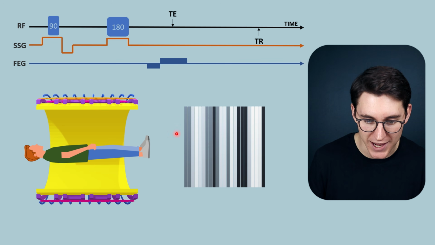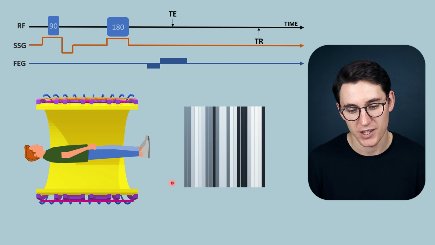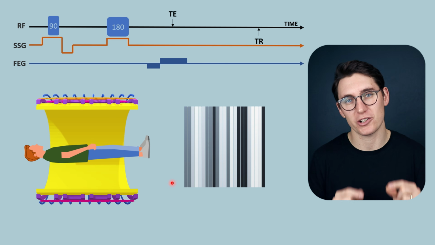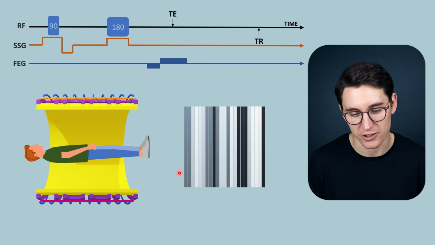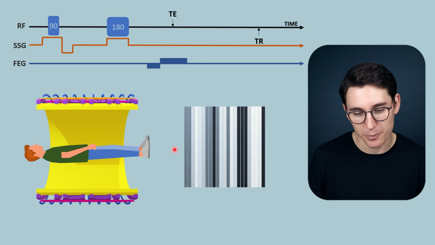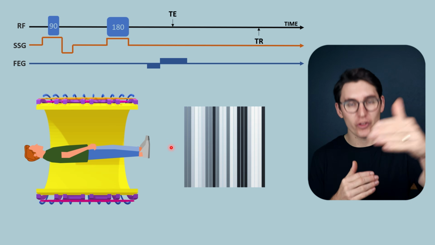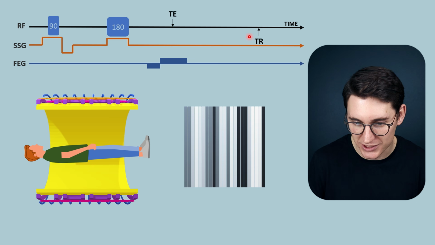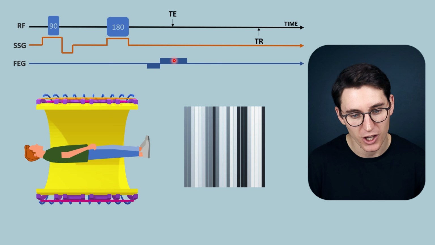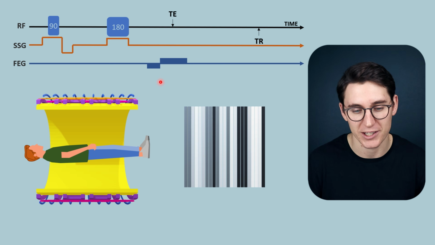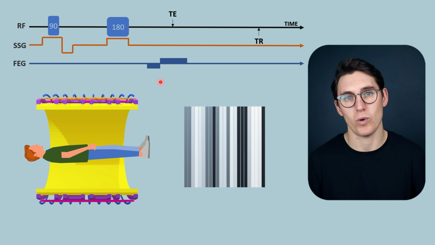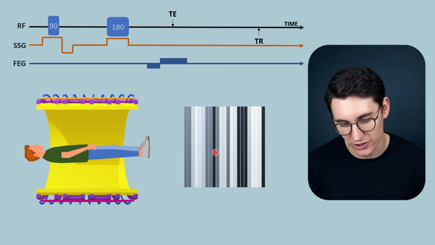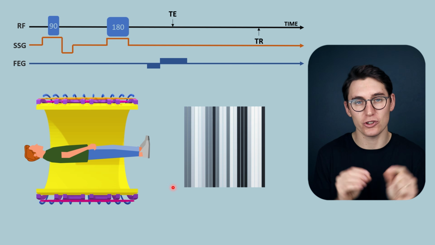Now we want to create y-axis values. Now, if you think about how would we go about creating a y-axis value? Well, you might think, can't we apply a gradient along the y-axis? Once we've waited for TR on our next cycle, can't we apply a frequency encoding gradient, but this time orientated along the y-axis and get data values along that point? Now, it turns out you can't do that.